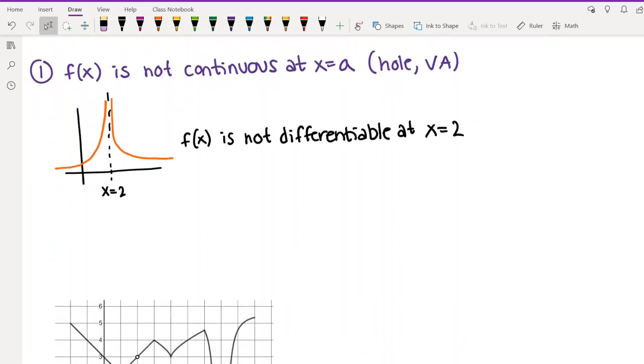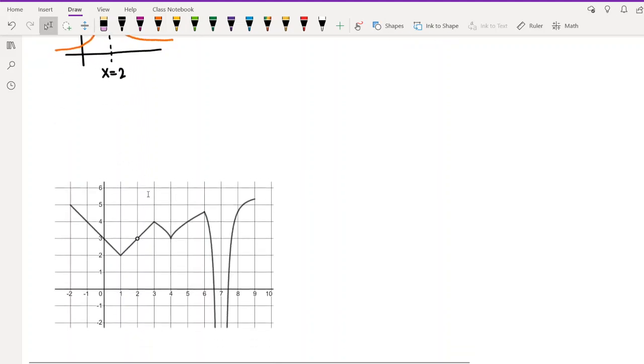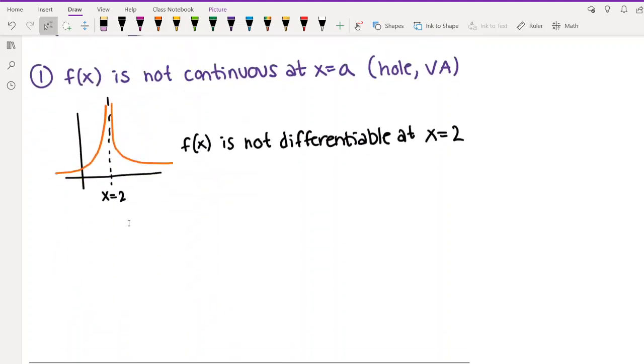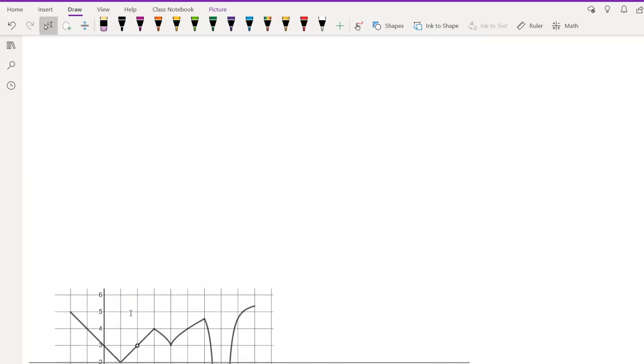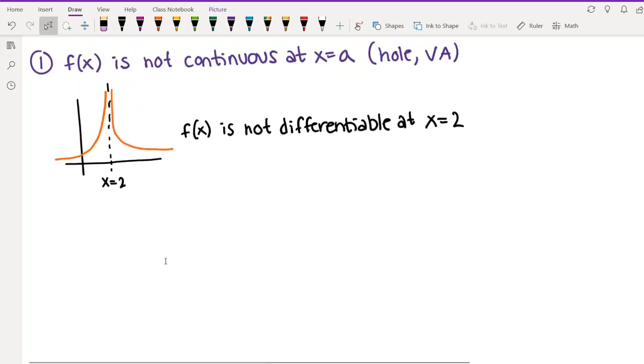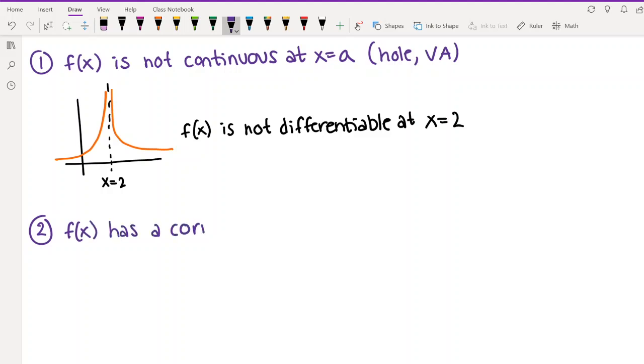But there are some other situations where a function is defined and is continuous, but it's not differentiable. So those are the other two points that I want to bring up here. The next place that this could happen is if your function has a corner or something that's called a cusp at x is equal to a.